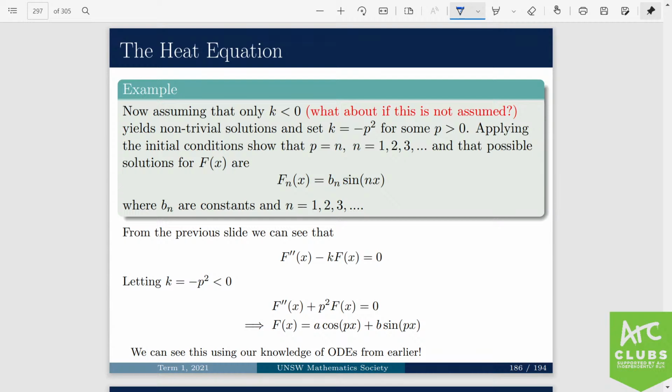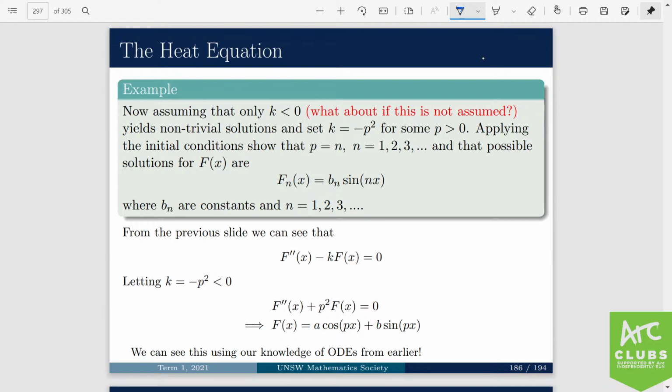Cool. So now that we're in the case where it is k less than 0, it's asking us to set k equal to negative p squared for some p greater than 0. Now, applying the initial conditions, show that p is equal to n, where n is equal to 1, 2, 3, all of the natural numbers, and that possible solutions for f of x are this expression. So much notation here, and I'm not sure why this step is necessary in the sense that it clarifies what we're talking about now, but there's a lot of different moving parts. So let's go slowly through this.